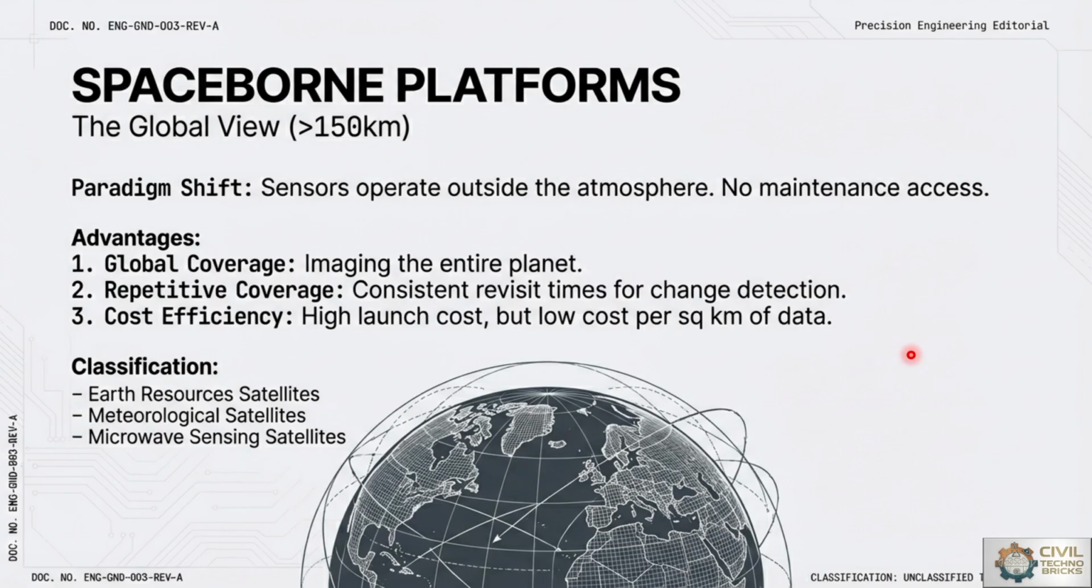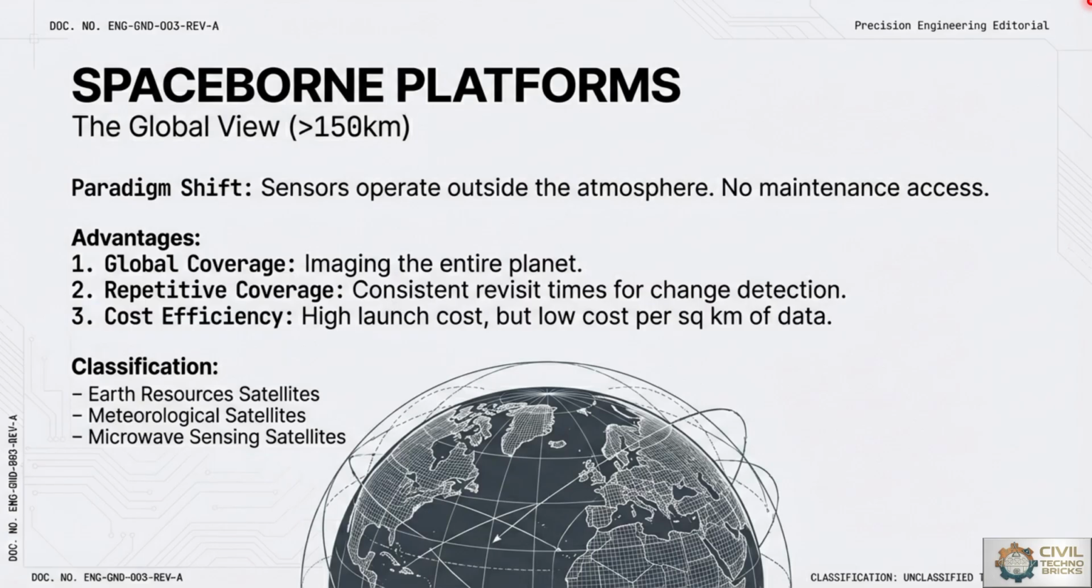Second type, that is the spaceborne platforms. There, that is a global view which is more than 150 kilometers away from the earth's surface, where the sensors operate outside the atmosphere. No maintenance access will be there. So the spaceborne platforms are the satellites placed in specific orbits around the earth with continuous and repetitive data collection method. They provide synoptic coverage, long-term monitoring capability and access to inaccessible regions.